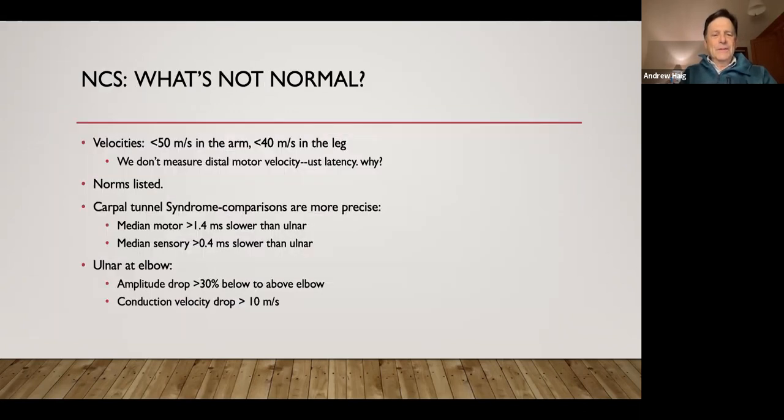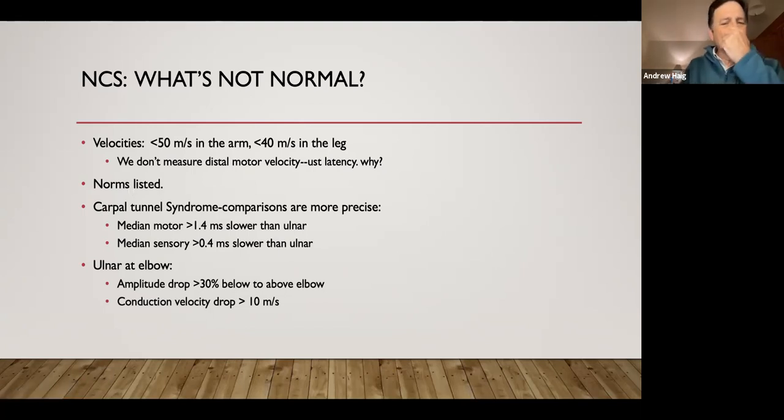So what's not normal? Let's go back to that. A velocity less than 50 meters per second in the arm or 40 meters per second in the leg. You don't measure distal motor velocity because of those other things going on. Those norms are what are listed. And I've got a reference for you with more norms.